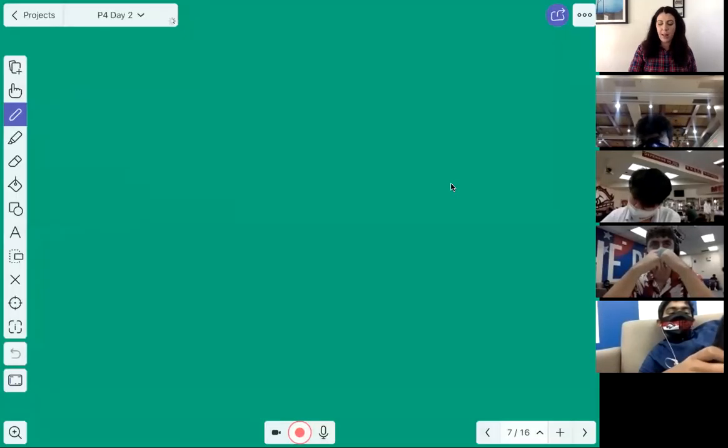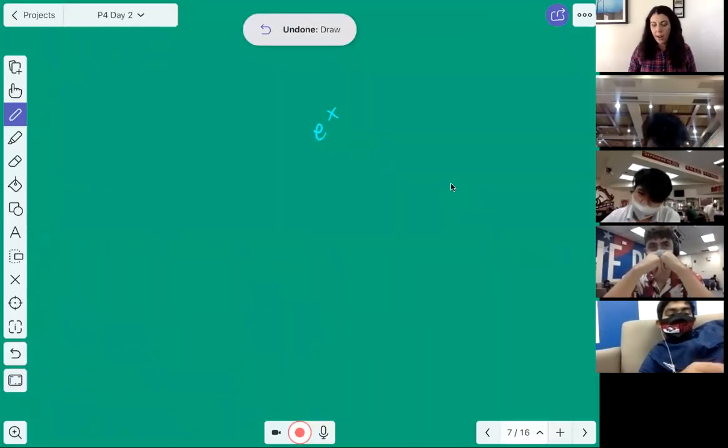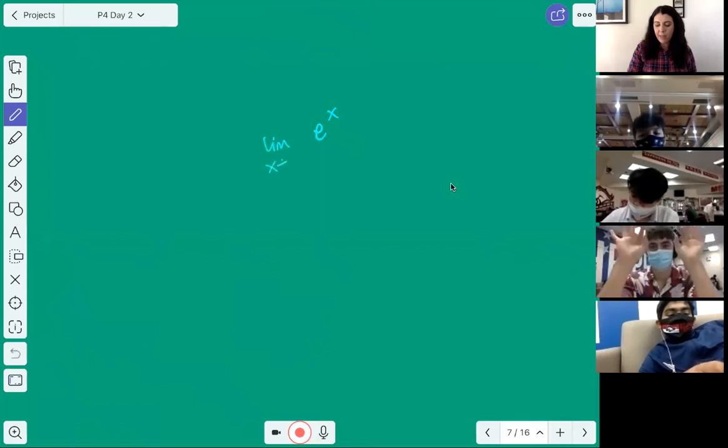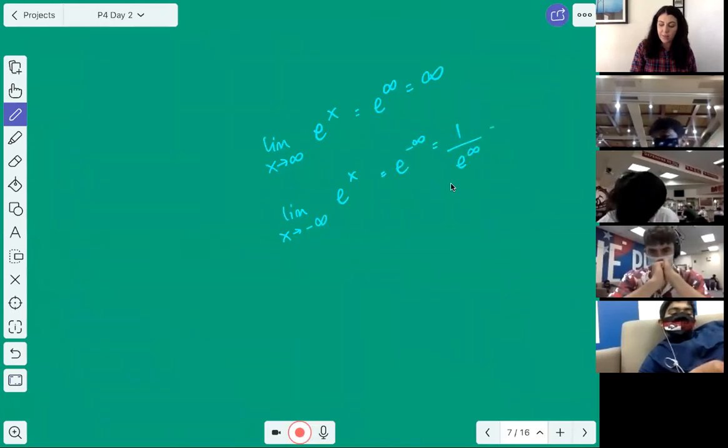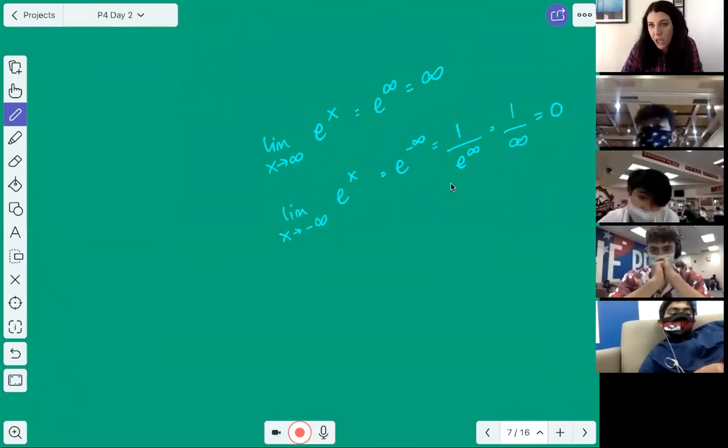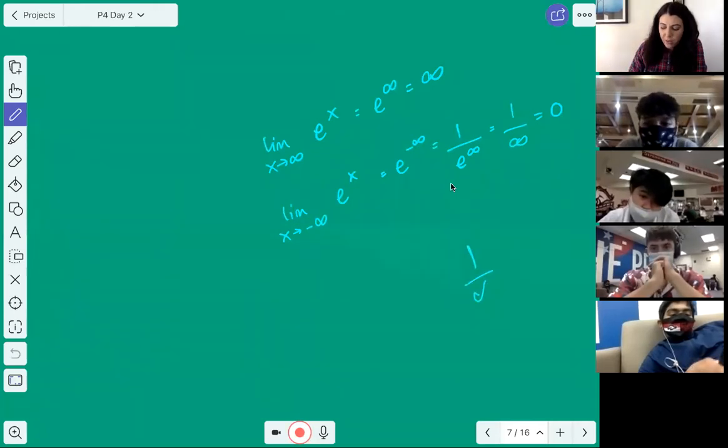So let's just look at, for example, e to the x, right? If I take the limit as x goes to infinity of that versus the limit as x goes to negative infinity of that. Well, if it goes to infinity, you would get e to an infinity. So it's a really big number. That's infinity. But if I went to the left side, I would have e to the negative infinity, which is the same as 1 over e to the infinity, which would be 1 over infinity, which would be 0. So sometimes going to the negative infinity side changes it. But 1 over infinity versus 1 over negative infinity, those are both equal to 0.